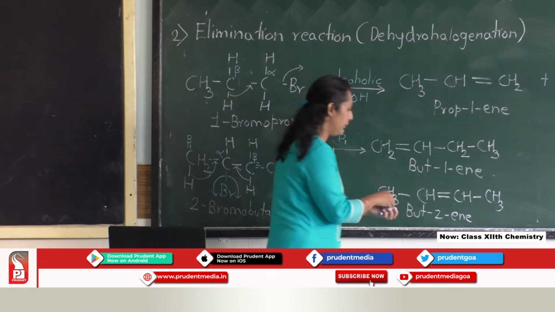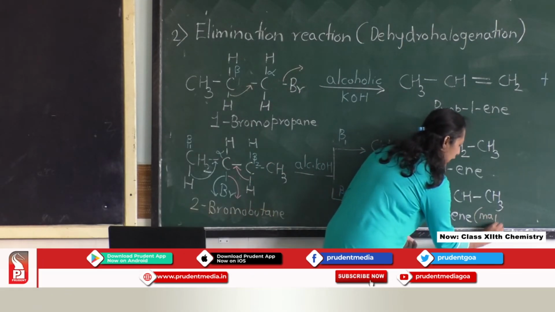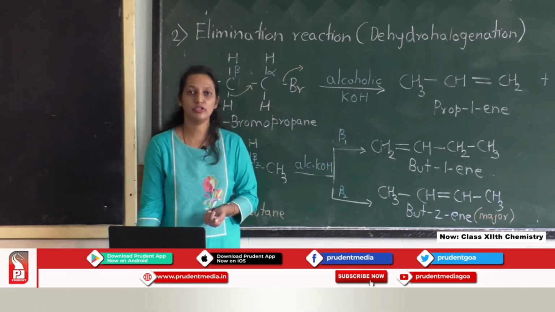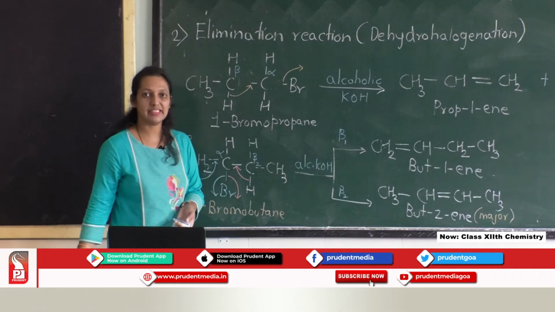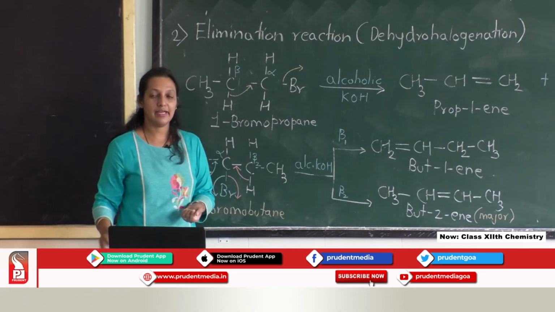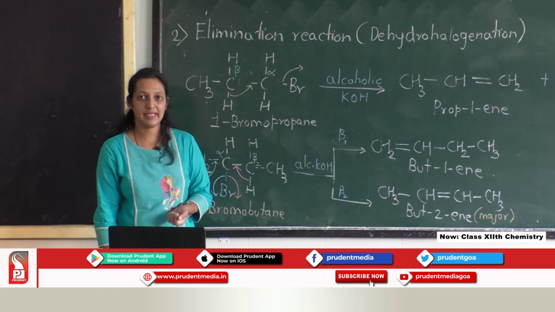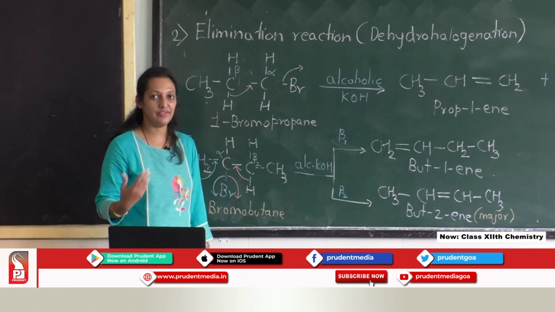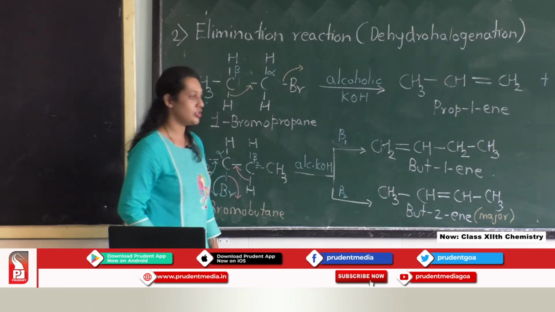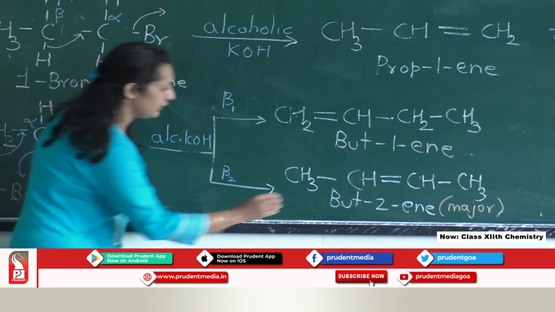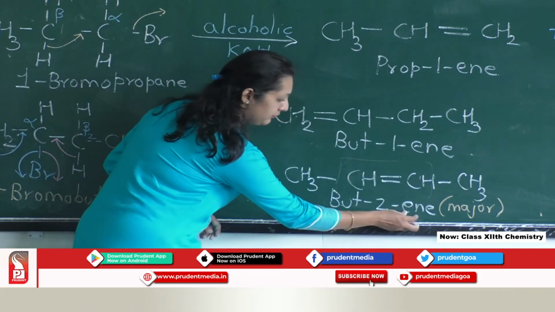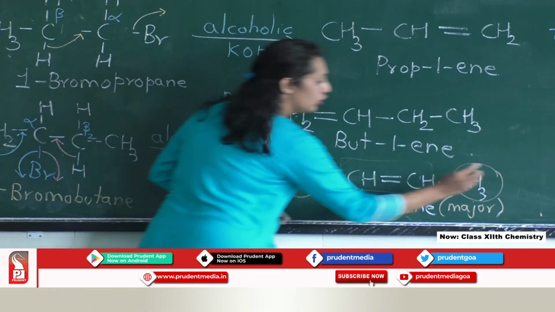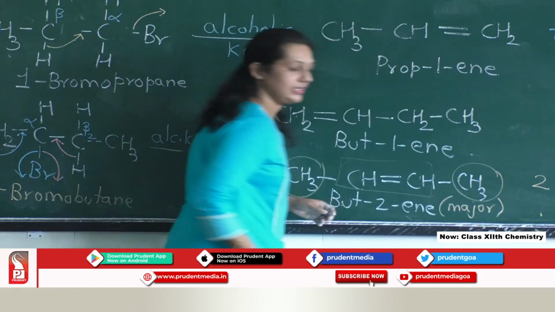But-2-ene is the major product. Now, how to identify which one is the major product? That depends upon the Saytzeff rule. According to the Saytzeff rule, the greater the number of alkyl groups present across the double bond, the more major is the product. If it is more alkylated, that is the major product. Now, if you look over here, across the double bond, in this case 2 alkyl groups are present.